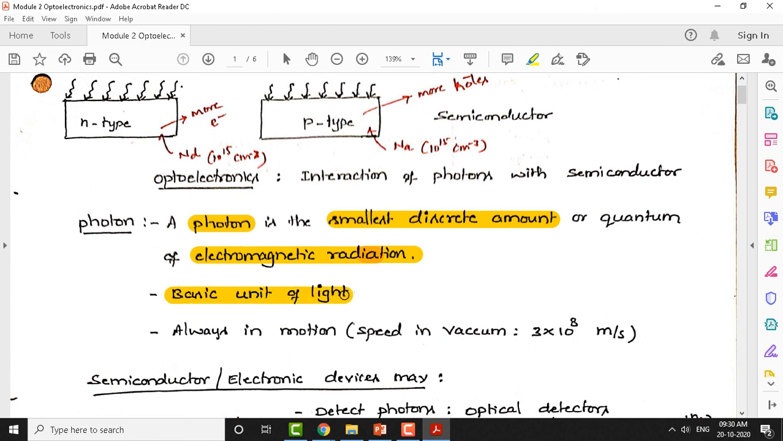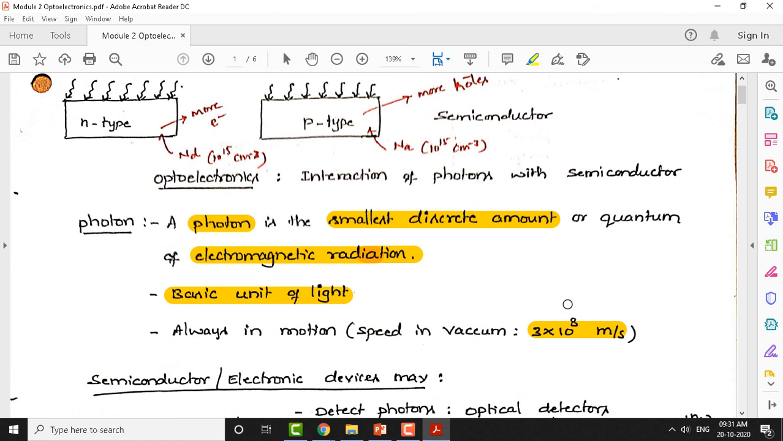The amount or intensity of light can be measured with the number of photons emitted. If more photons are injected, the intensity of the light is going to be very high. In light energy, photons are always in motion, moving at 3 x 10^8 meters per second. This is the speed at which photons keep moving.